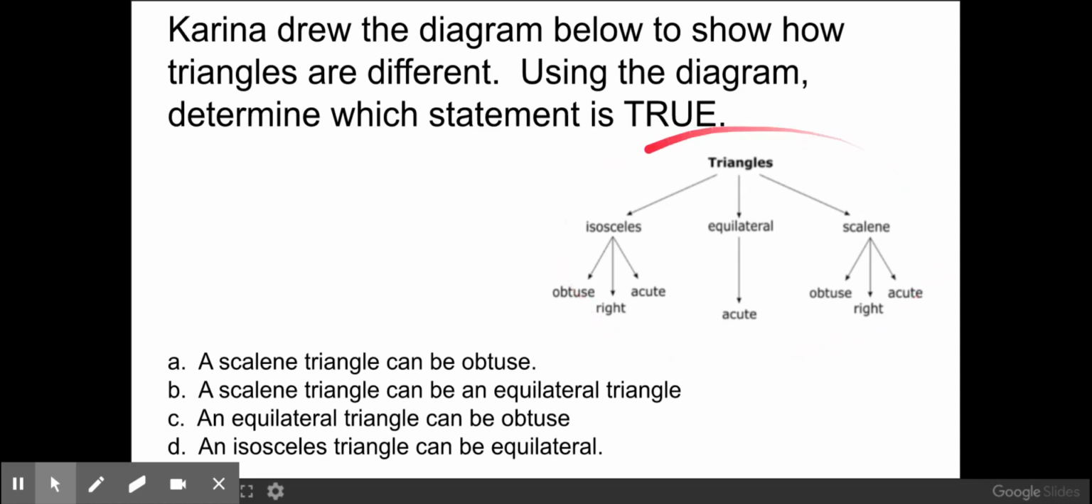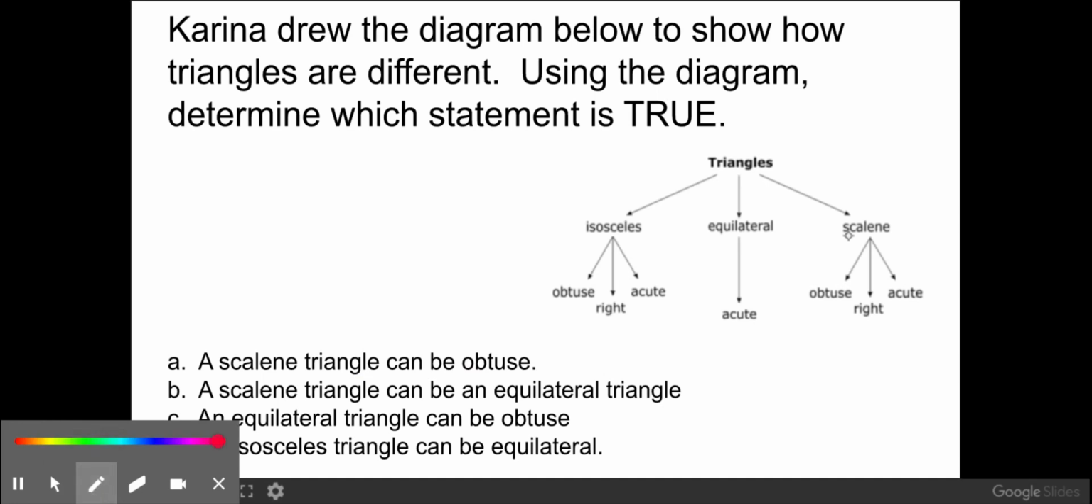Now this right here, they're calling it a diagram, which is what it is, but another name for it is also a hierarchy. And we're gonna talk about these a little bit more, specifically with quadrilaterals next week. So the problem says, Karina drew the diagram below to show how triangles are different. Using the diagram, determine which statement is true. So A says, a scalene triangle can be obtuse. Well, if we look under scalene, do we see the word obtuse? Yes, we do. So that could be our correct answer choice, but let's read the other ones.